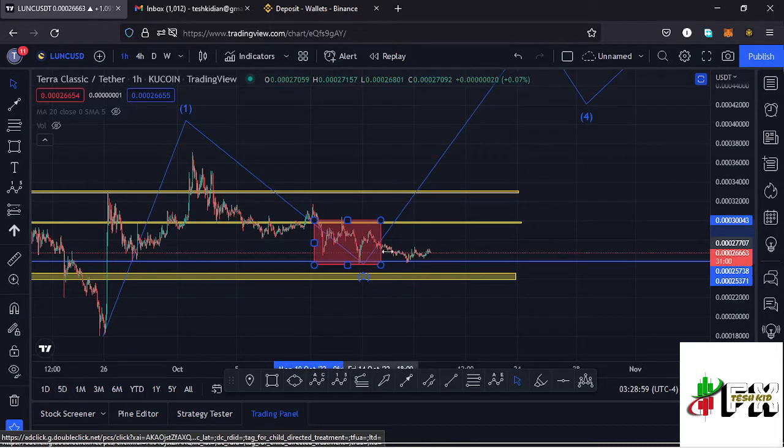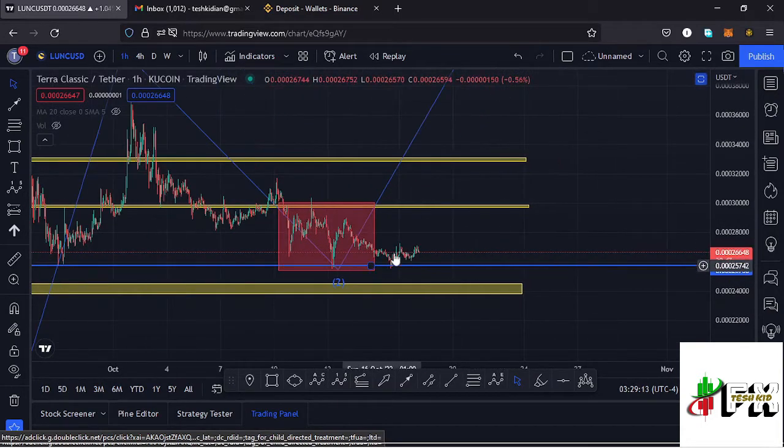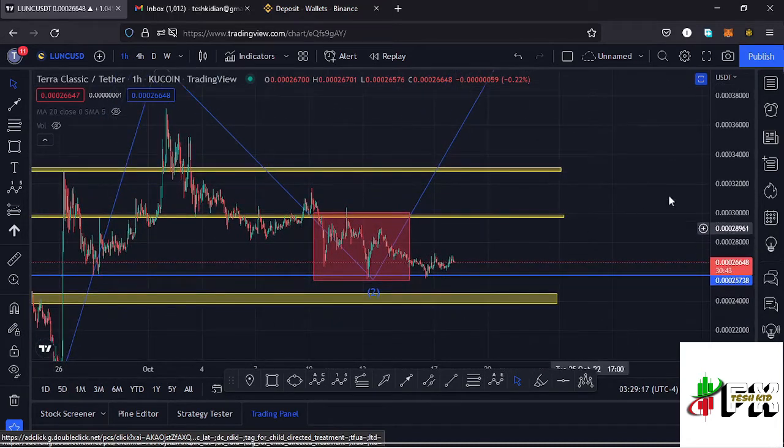We have come down into this red target area that I have drawn out over here, and we have a key area of support at around the $0.00025 mark, which gave us support once we had that movement to the lower side right here. And right now we are trading above that key area of support.